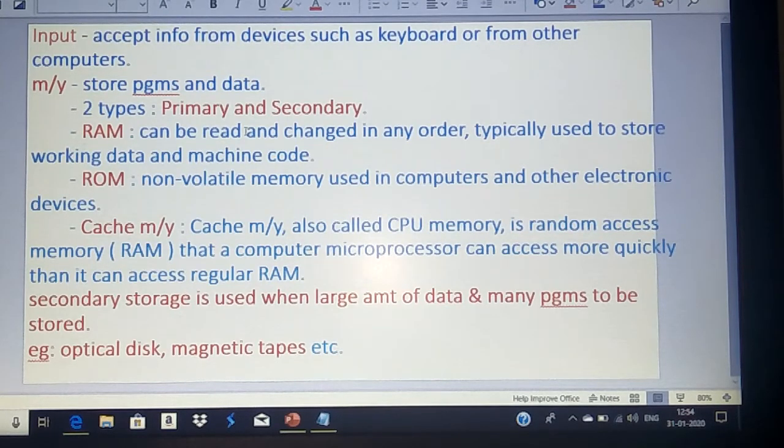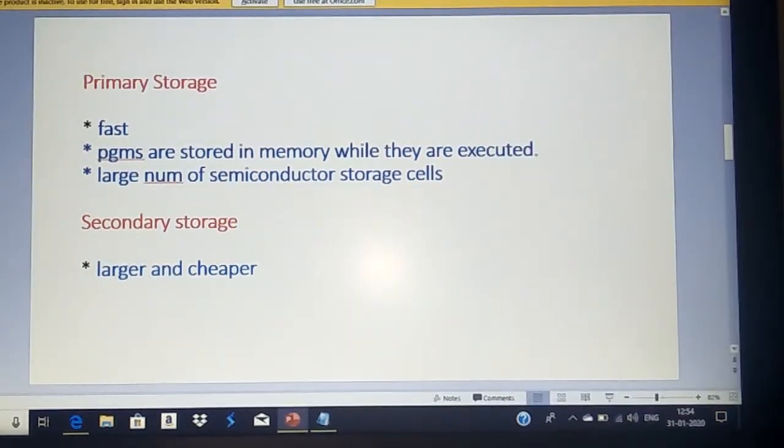Then secondary storage. Secondary storage is used when a large amount of data and many programs need to be stored. For example, optical discs, magnetic tapes, hard disks, etc. belong to the secondary storage category. Then some merits of primary storage memory and secondary storage memory. Primary storage is fast, and here the programs are stored in memory while they are executed, and a large number of semiconductor storage cells are there in primary storage. Secondary storage is larger and cheaper than primary storage.